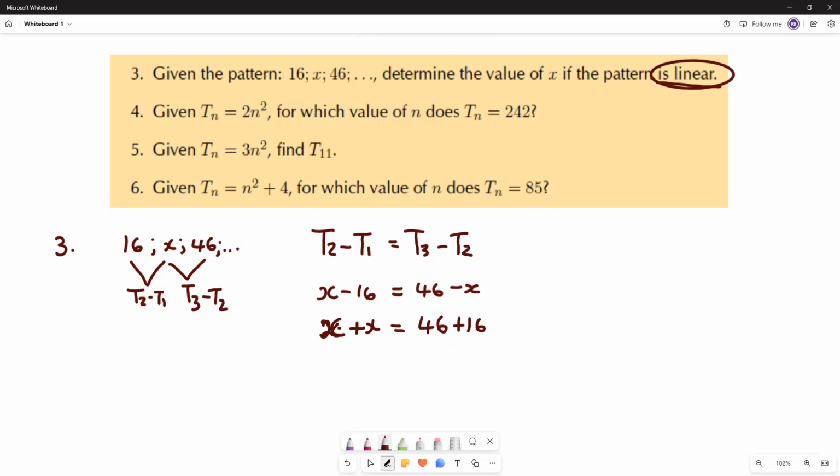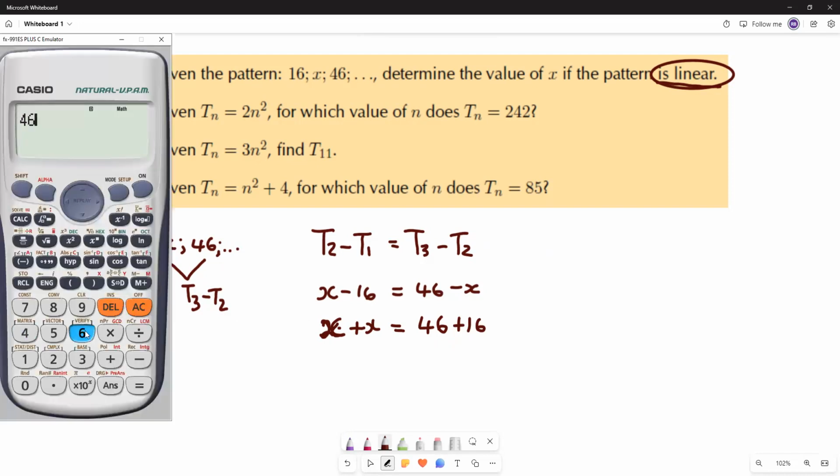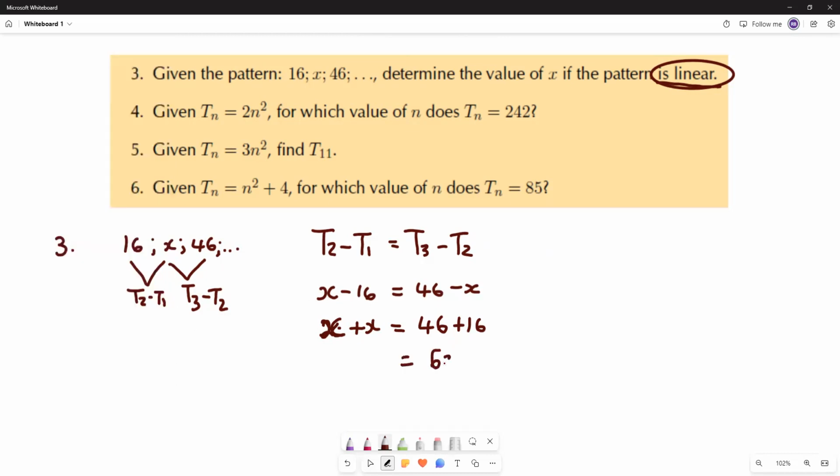What is 46 plus 16? Let's see quickly. I think that is 62. Yeah, that's 62. And then you have 2X here, X plus X. Then you divide both sides by 2. So divide by 2, you are left with X there. 62 divided by 2 gives you 31. Then that's your answer for X.